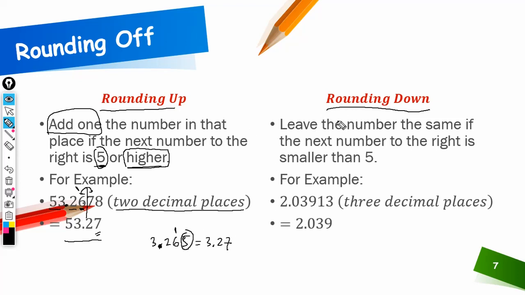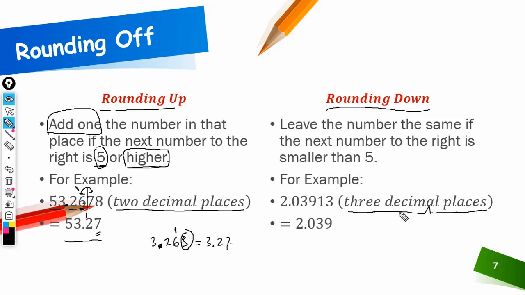Nah, if the number next to the last number is smaller than 5, we just leave it the same. Kita biarkan sama saja. Let's see for example, 2.03913 up to 3 decimal places.